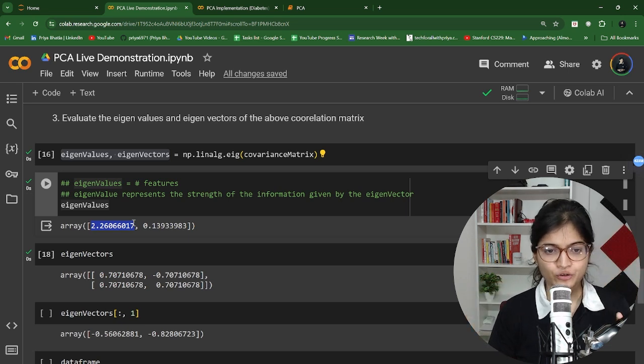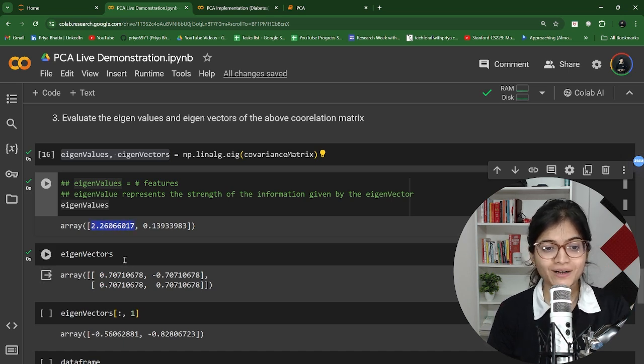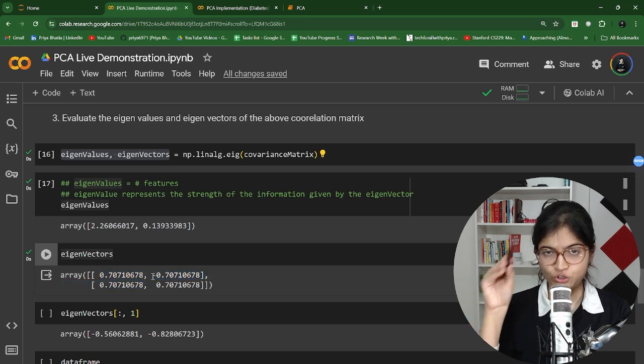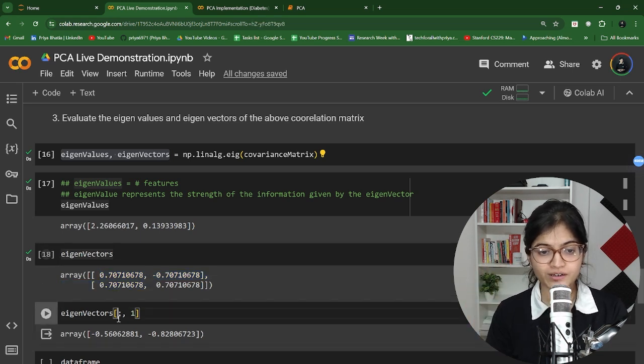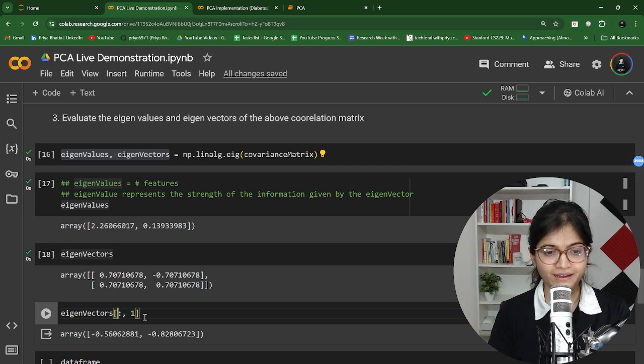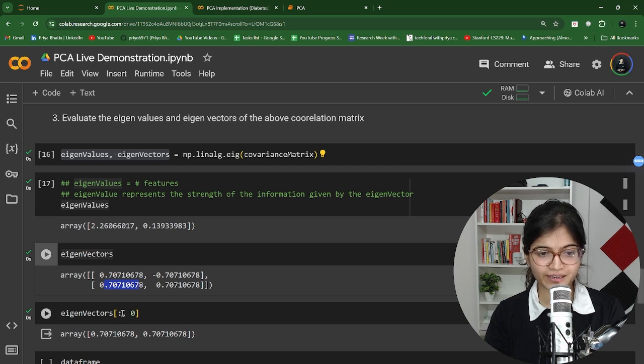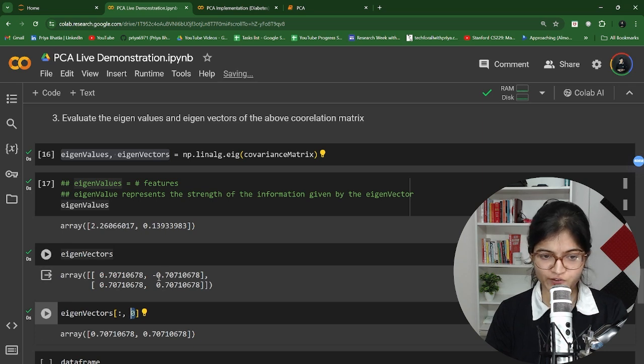For example, let me show you what I'm trying to convey here. You can see here, the highest eigenvalue is the 0th value, 2.2606017, right? So these are the eigenvectors which I have. Either I will take the 0th row or the 0th column, or the first column. What I'm looking for is all the rows, followed by the 0th value. So I will get this specific value, 0.071 and 0.071, because I am saying consider all the rows, give me the 0th column. Similarly, I can get the first column as well.